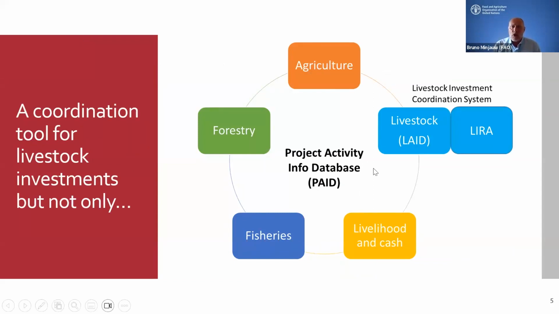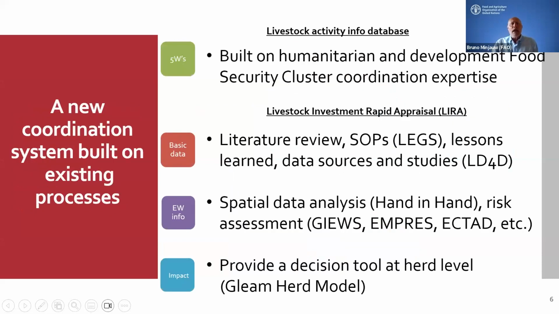Then on livestock, we created a livestock activity information database where everybody will be able to enter what activity they are doing. And the second part is a livestock investment rapid assessment, doing the ex-ante. We were very happy with that, but partners and FAO were not too happy and said, well, livestock is all good, but very rarely is a project doing only livestock. Therefore, we need to have the possibility to enter agriculture, forestry, fisheries, and livelihood and cash activities also in that database. So, to not create something completely new, we base our system on existing processes.